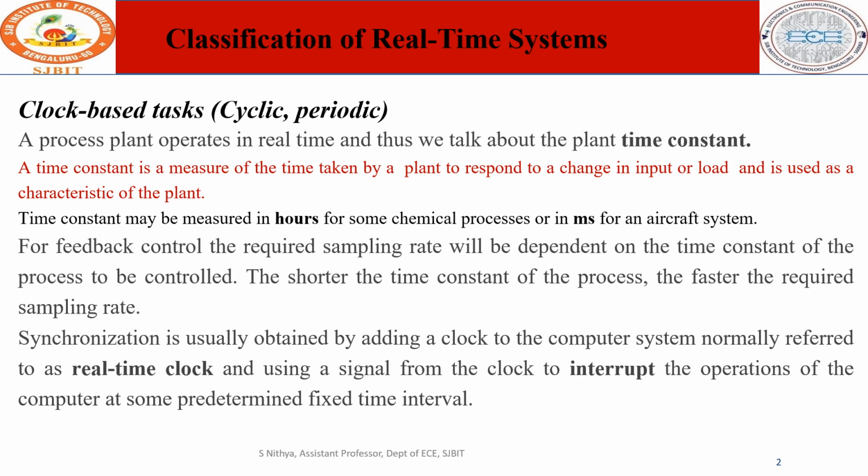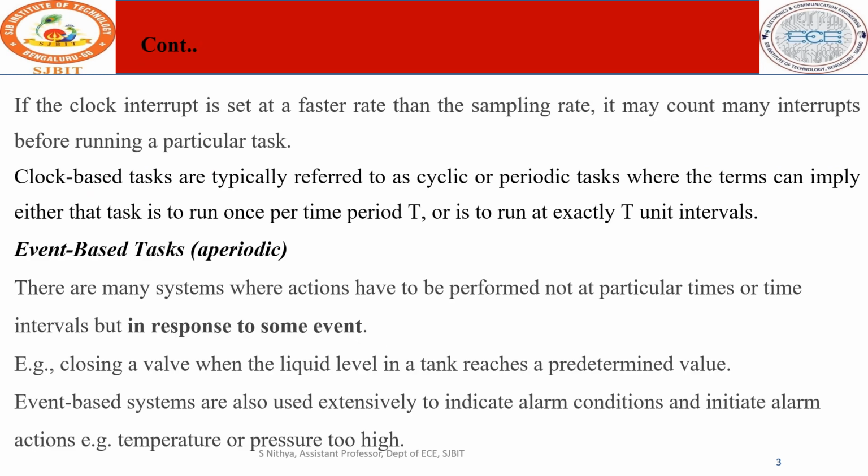Okay, so the clock based task is nothing but a task that should operate within the time specified, with a T interval of time. Every T interval of time the operations must be performed. If the clock interrupt is set at a faster rate than the sampling rate, it may count many interrupts before running the particular task.